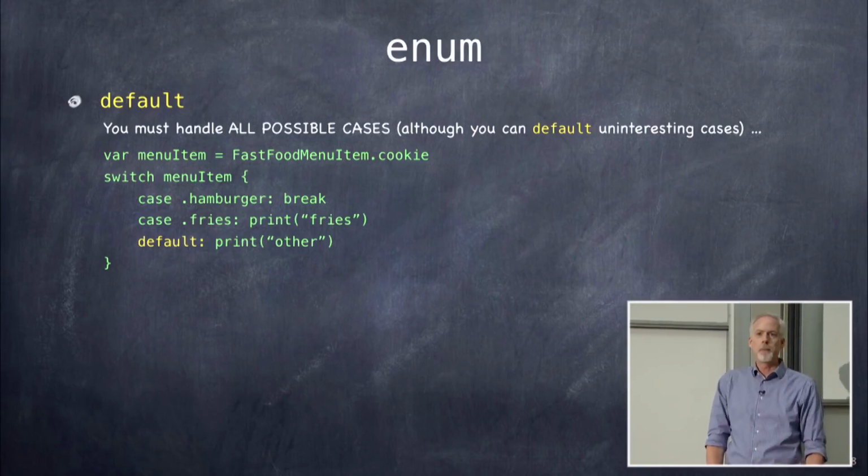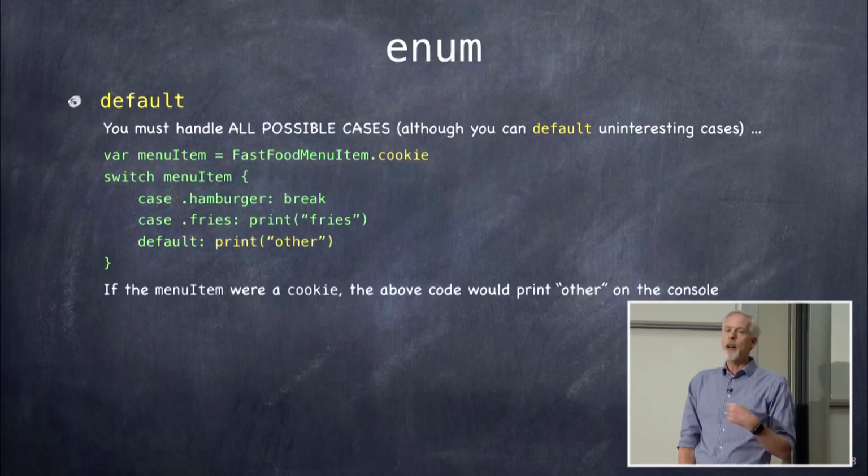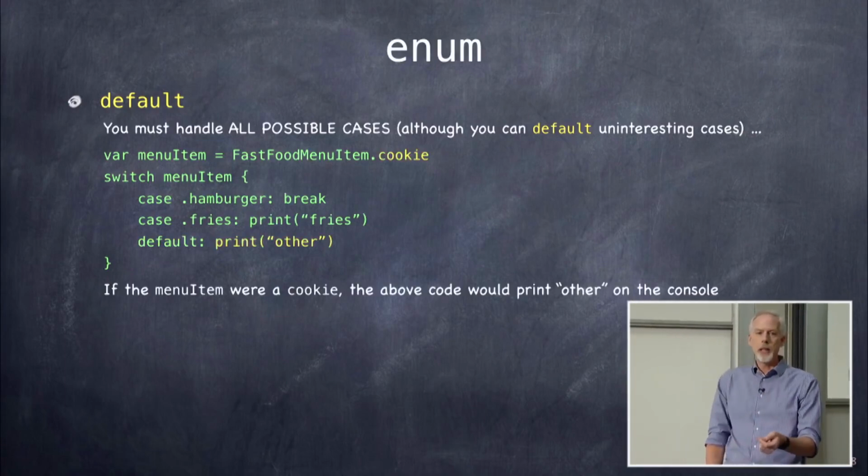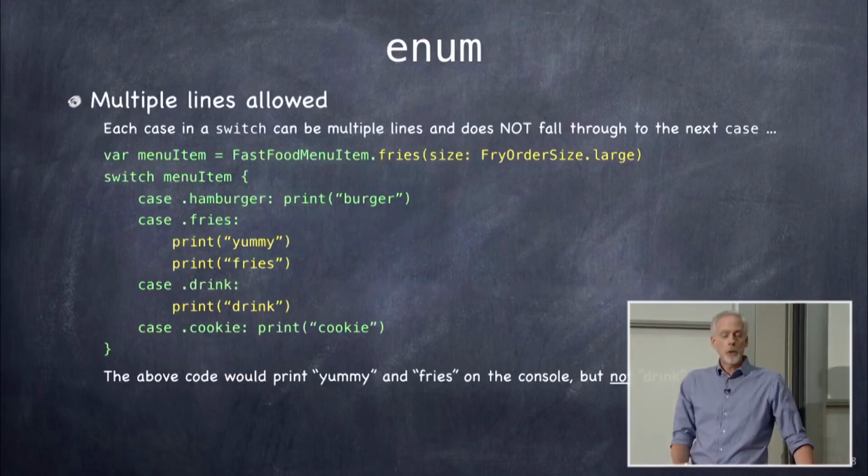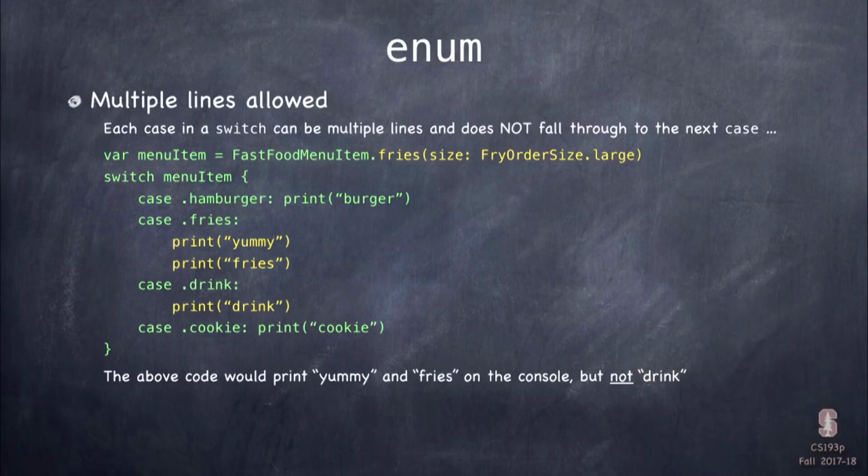Even for enums, we use it quite a bit. All right, so that's break and default. So if this were a cookie, then it would print other. All right, multiple lines. I just wanted to make it clear that multiple lines of code are allowed. It doesn't have to be one line. That was just because I'm on slides here. I'm trying to make everything fit.